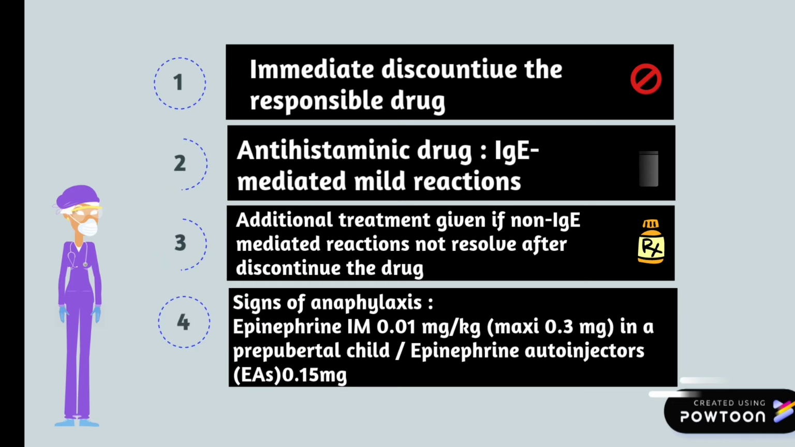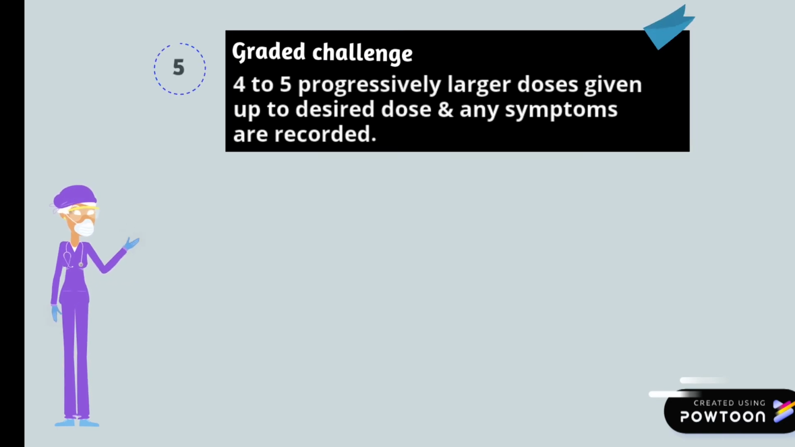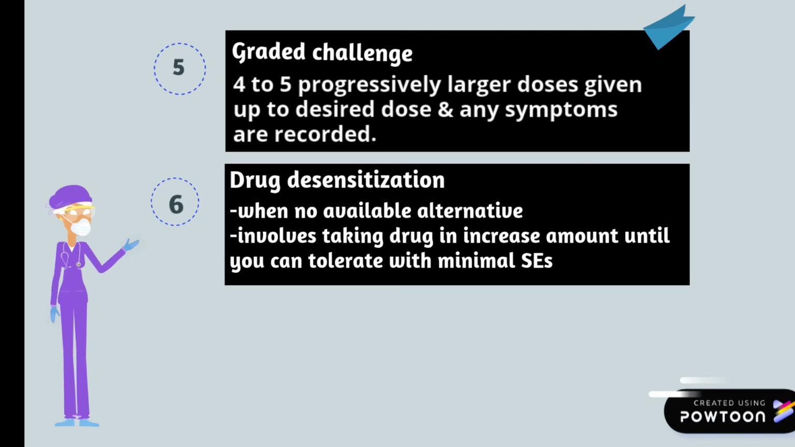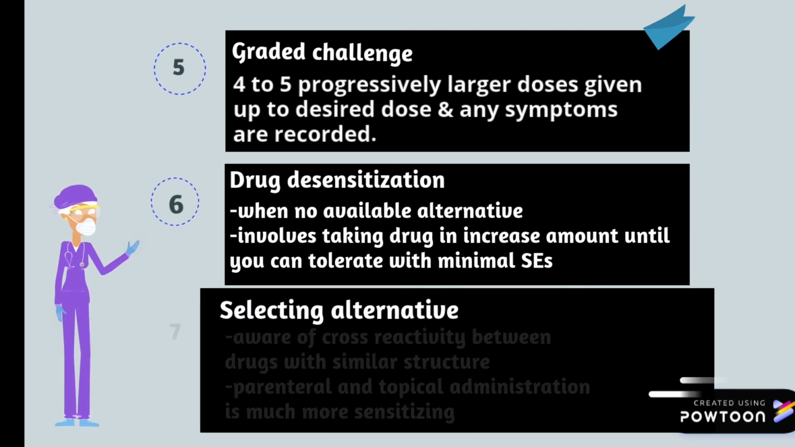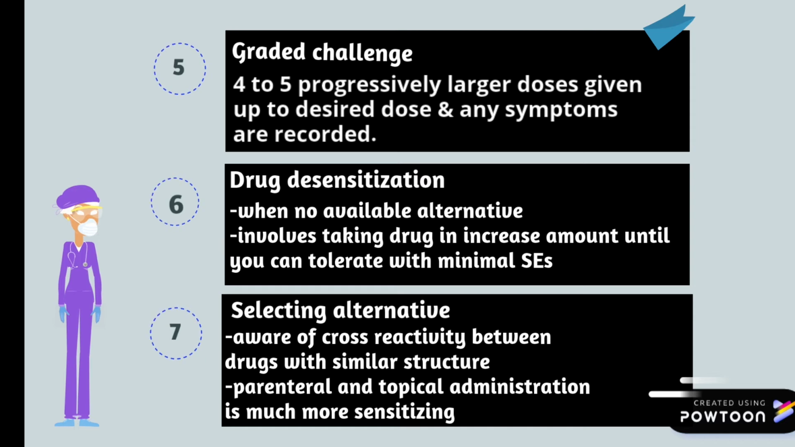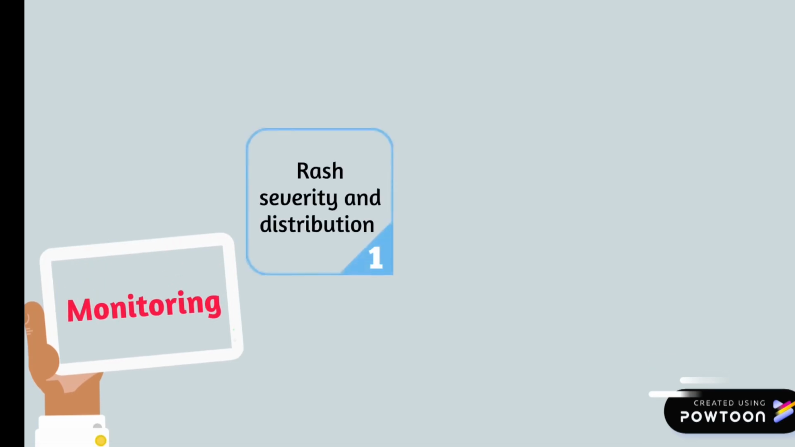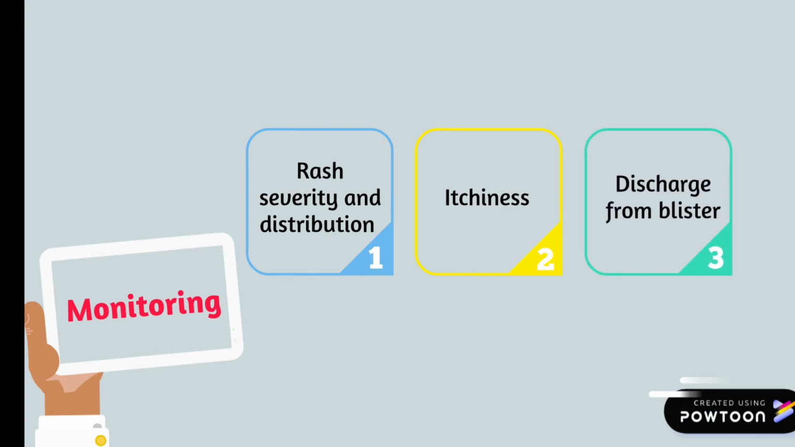Then for the signs of anaphylaxis, we can give epinephrine. Graded challenge can be conducted so that we can identify the drug that is responsible for the allergic reaction. Drug desensitization can be carried out when there is no available alternative. Lastly, when selecting an alternative, we should be aware of the cross-reactivity and the dosage form of the medication. For monitoring, first we monitor the rash severity and distribution through observation, then the itchiness. Lastly, monitor if there is any presence of discharge from the blister.